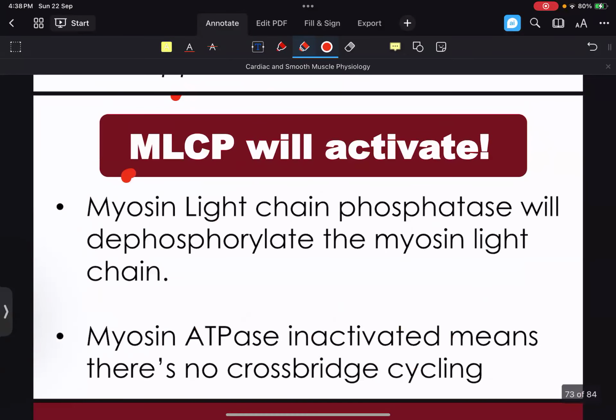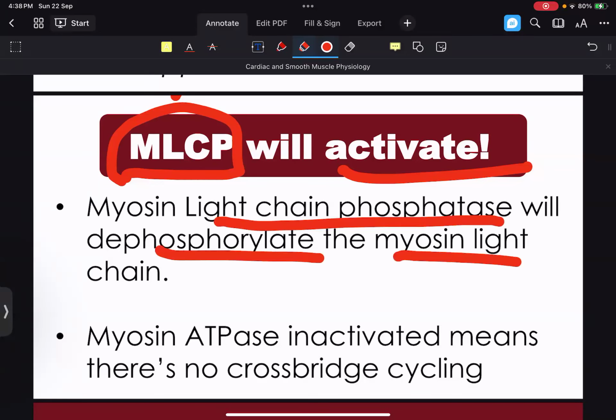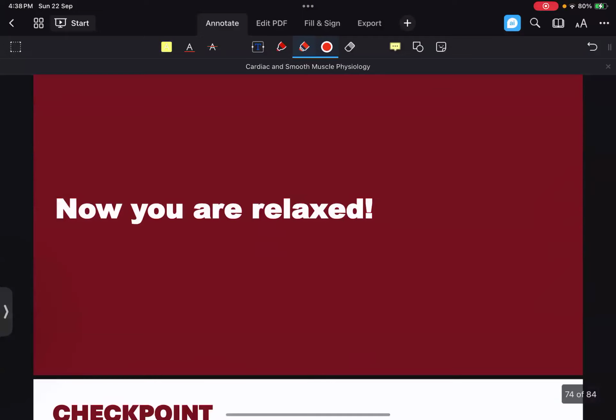So once again, MLCP will activate. How does it activate? You don't need to know. You just need to know that when you're trying to relax the smooth muscles, MLCP will activate. Once it activates, you're going to dephosphorylate the myosin light chain. Once you dephosphorylate the myosin light chain, the myosin ATPase is now inactivated, and therefore no cross-bridge cycling. Any questions?